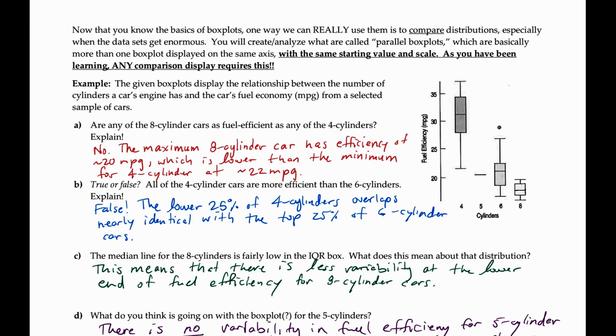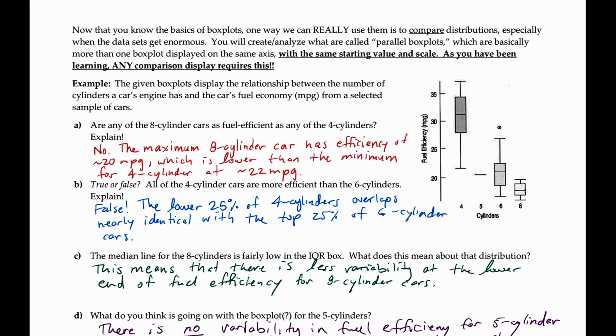That is not true. That's going to be false here, because we see some overlap. If we're looking at the lower 25% for my 4-cylinder cars, that almost lines up perfectly with the upper 25% for my 6-cylinder cars. So there's a lot of overlap here, which means that's not true. Not all. A lot of 4-cylinder cars are more efficient than 6-cylinders, but not all, because of that overlap.